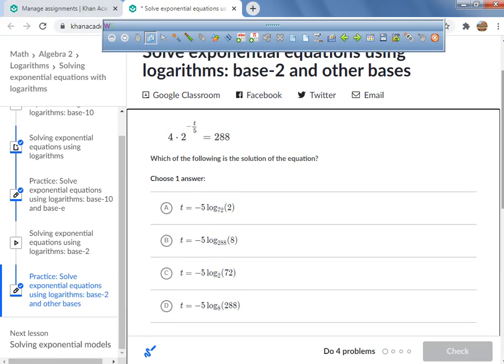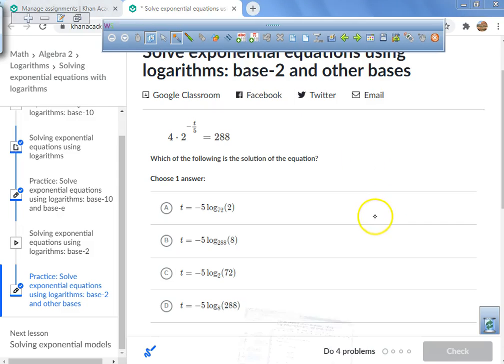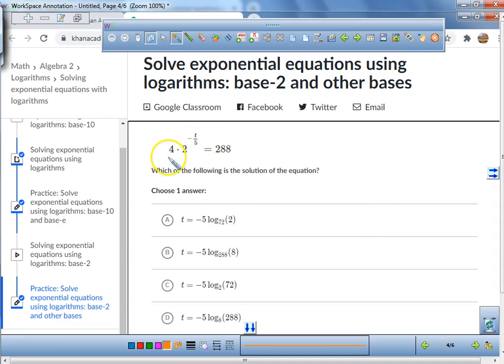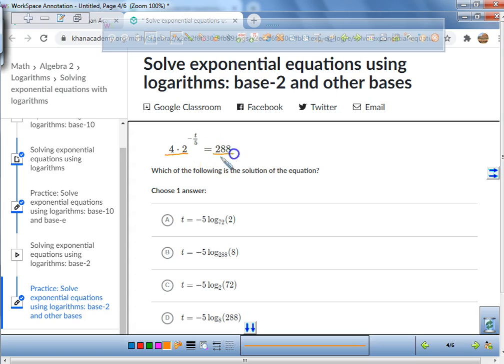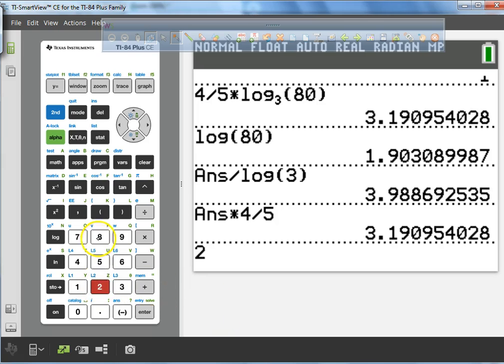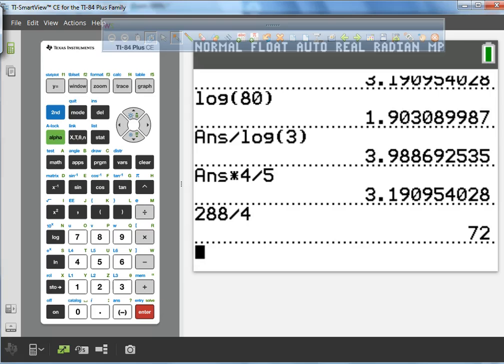All right. I'm going to work through this problem very quickly. I'm not going to make you write it down. First step, we divide both sides by 4. When we do that, we get 2 to the power of negative t over 5 equals 288 divided by 4. So 288 divided by 4 is 72.